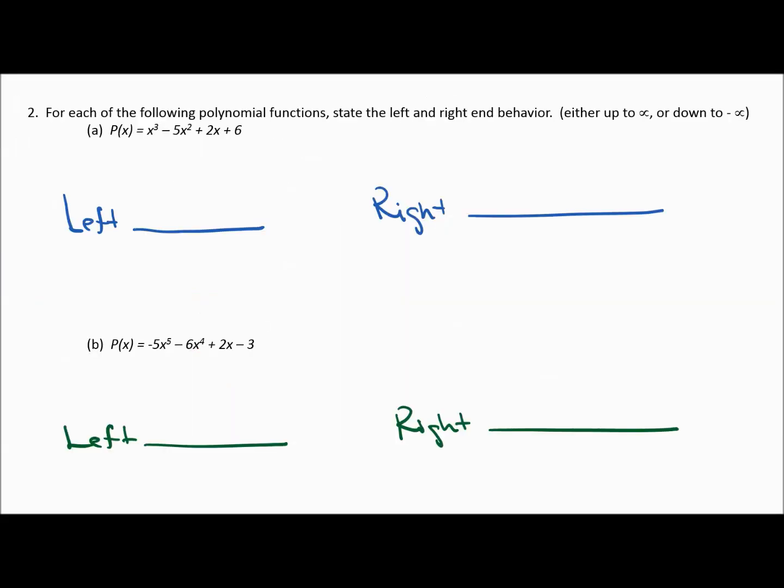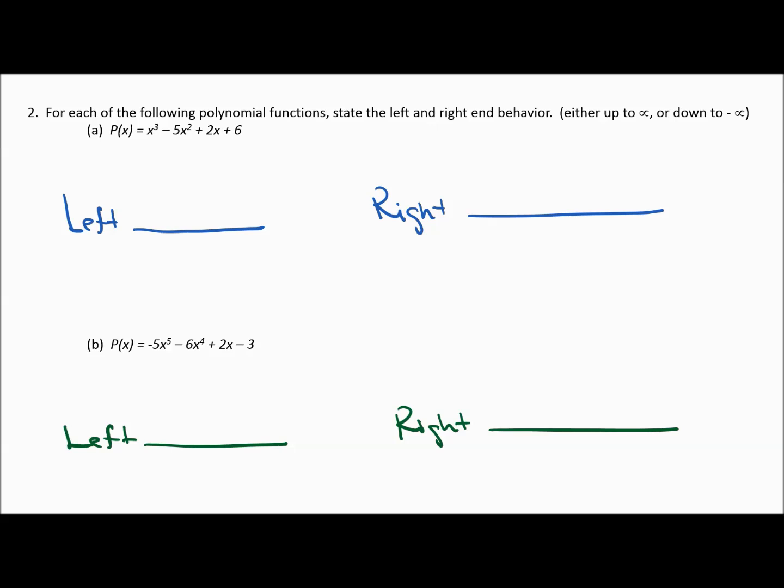For each polynomial, state the left and right end behavior. So either up to plus infinity or down to negative infinity. If you just say up and down or rising and falling, I will certainly give you credit for that. So we need to know what is the left side doing, what is the right side doing.